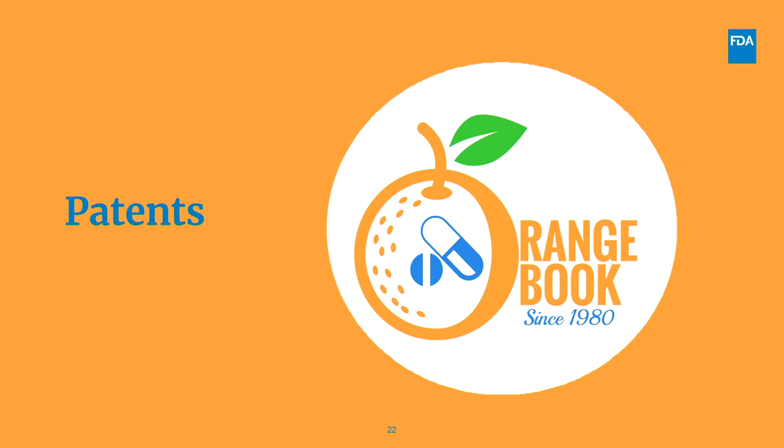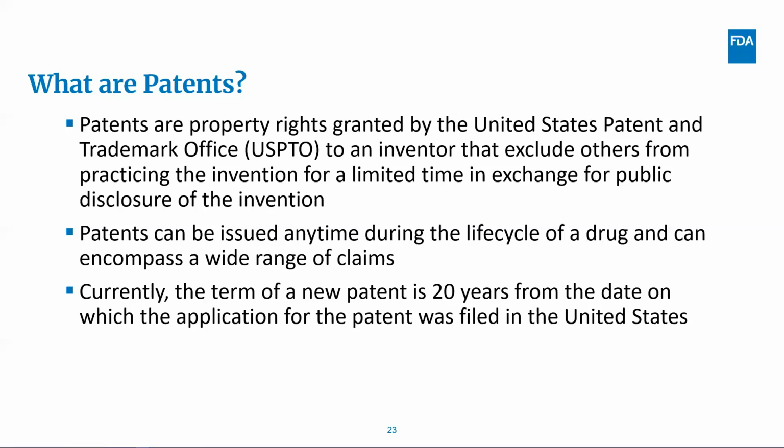And moving on to the next section, patents. What are patents? Patents are property rights granted by the United States Patent and Trademark Office to an inventor that exclude others from practicing the invention for a limited time in exchange for public disclosure of the invention. They can be issued any time during the life cycle of a drug and can encompass a wide range of claims. Currently, the term of a new patent is 20 years from the date on which the application for the patent was filed in the U.S.